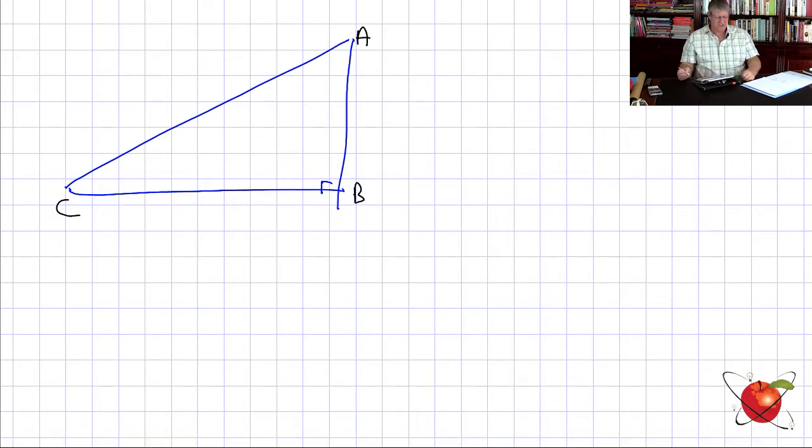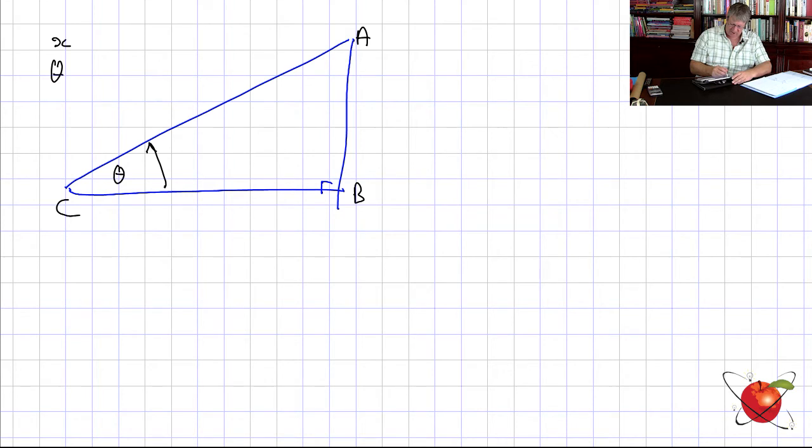All right, so far so good. I'm going to call this angle here unknown theta. It could be x, it could be theta, it could be alpha, beta, gamma, it can be anything you like. It's just an angle. That's all it is, right?